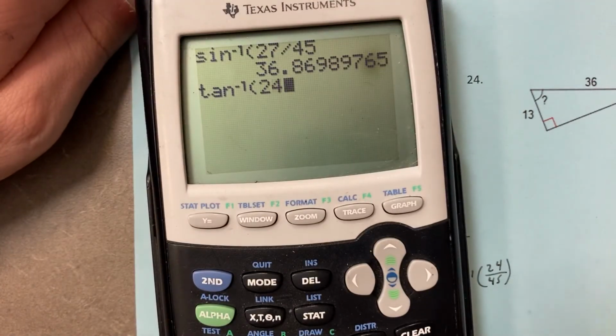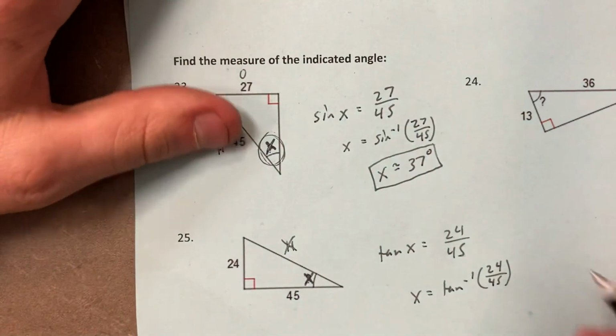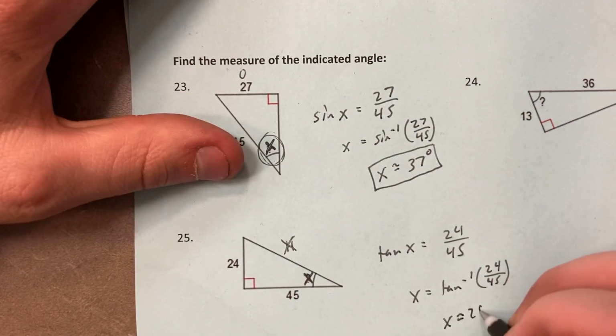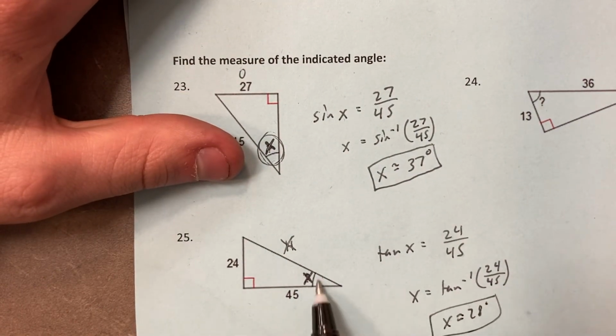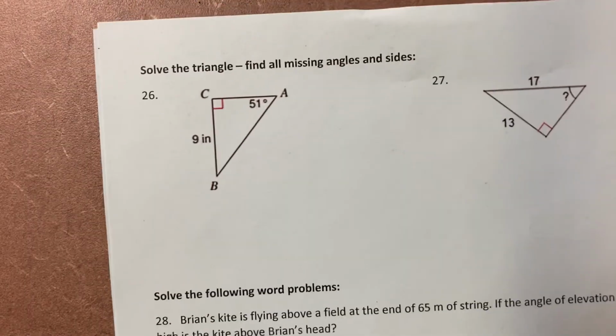Inverse tangent, 24 over 45. 28 degrees. I feel pretty good about that. It does look like the more skinny angle. So 28 degrees looks good. All right, moving on. Final missing angles and sides.